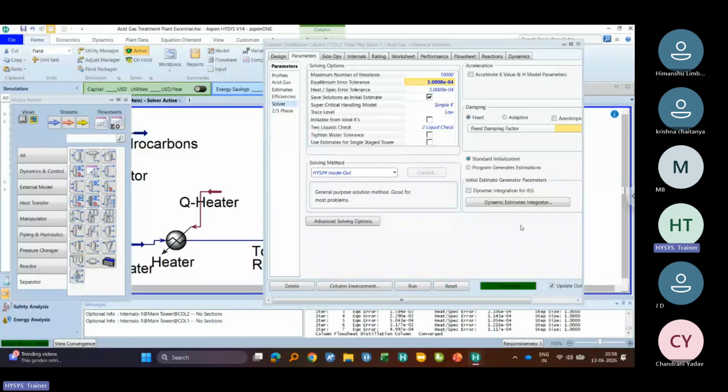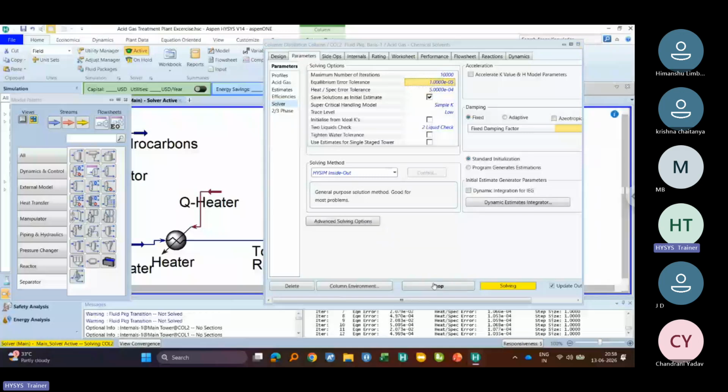You can see that the column has got converged within 7 iterations only. It has got that value of error tolerance of equilibrium error. You might have seen the equilibrium error. I will just enter that value again. What is the value we were having previously? 1 into e to the power minus 5.